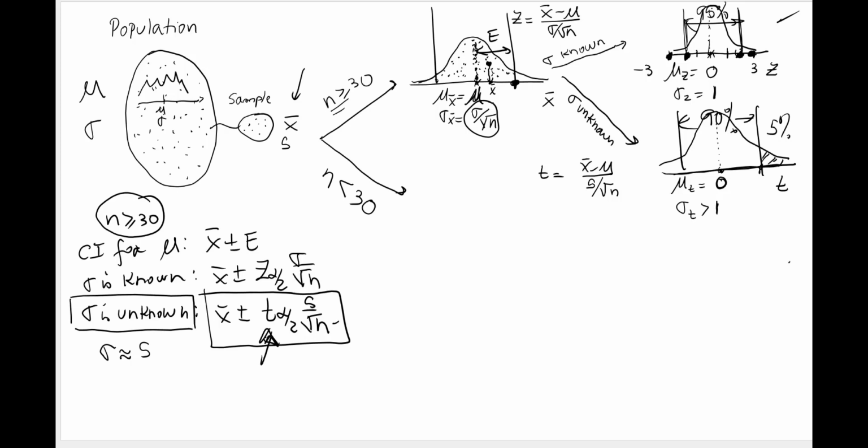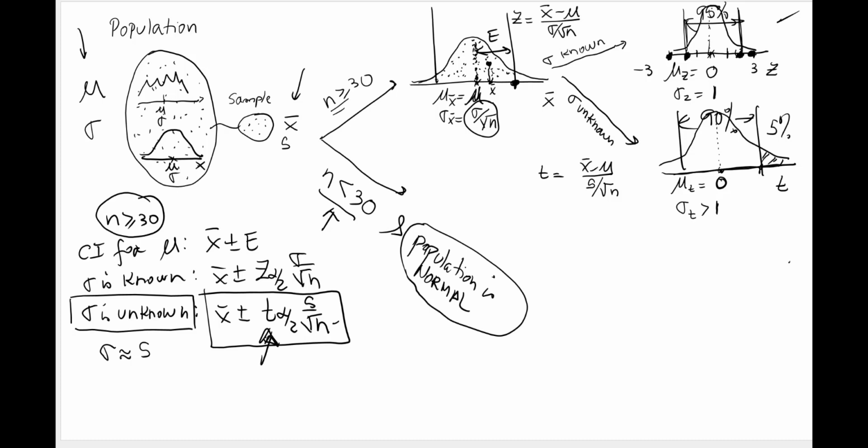When my sample size is smaller than 30, then we need an additional condition. My sample is small, but my population should be normally distributed. Individual values must have this normal distribution. The mean, the center, is mu, and the standard deviation will be sigma. If we want to estimate the population mean using a small sample, smaller than 30, and the population is normal, then we have the same situation.